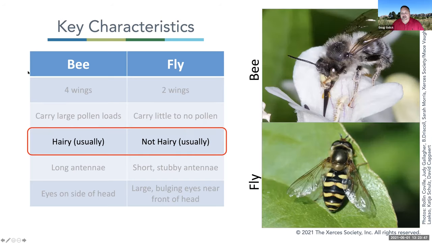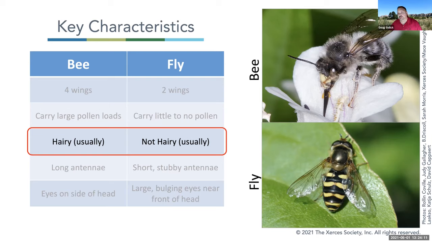If it's carrying copious amounts of pollen, it's probably a bee. Flies, like the fly at the bottom right here, usually don't have a lot of hairs on them. There are some flies that have sparse, longer hairs that look almost prickly, like a cactus. But most flies do not have abundant hair throughout. Hairs are structures designed for carrying pollen, but also for keeping the insect warm. Bees, on the other hand, usually have copious amounts of hair.